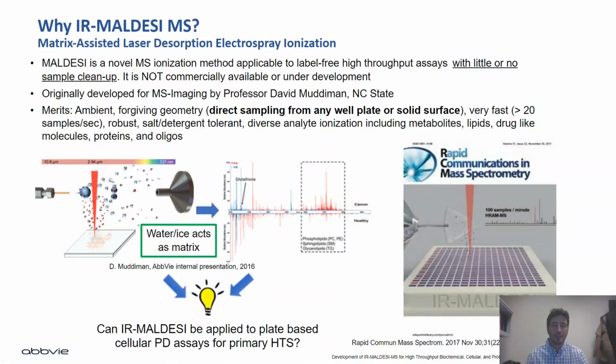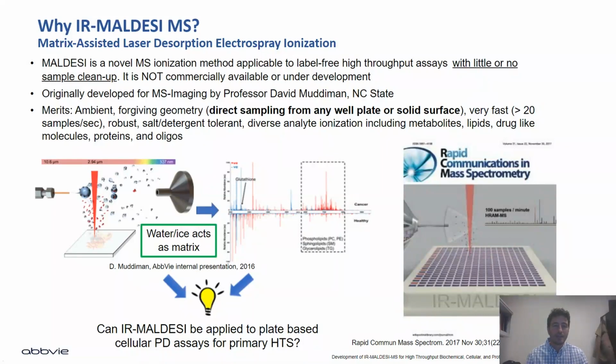If he can do this with tissues and he gets such rich information content as shown in the spectra in the middle there, why wouldn't we be able to do this on, at the very least, simple biochemical reactions, but hopefully cell-based assays as well, on cells in microtiter plates. So that's exactly what we set out to do. We've been collaborating with Dr. Muddiman for 5 or 6 years now. In 2017, we published the first proof of concept with him of a biochemical reaction out of microtiter plates.